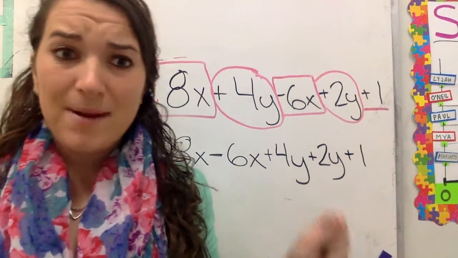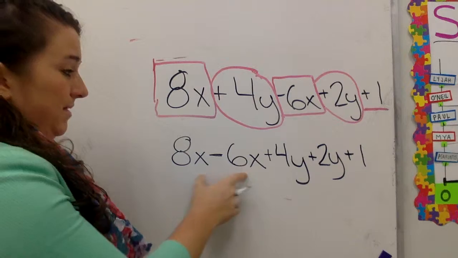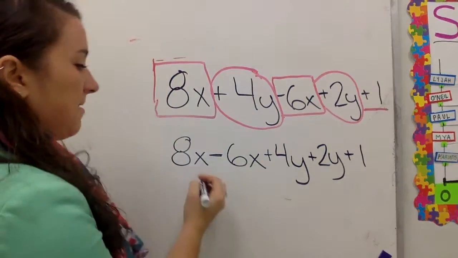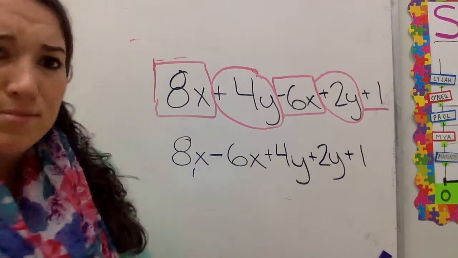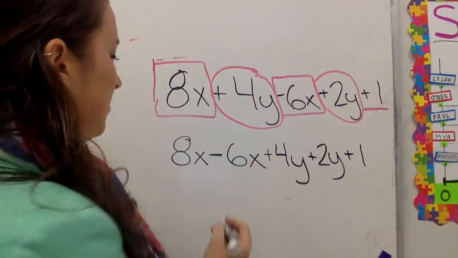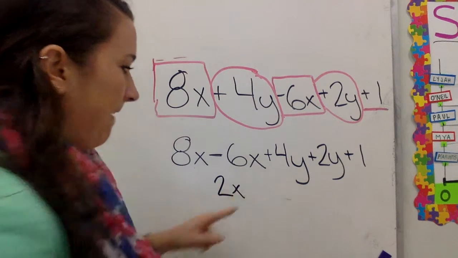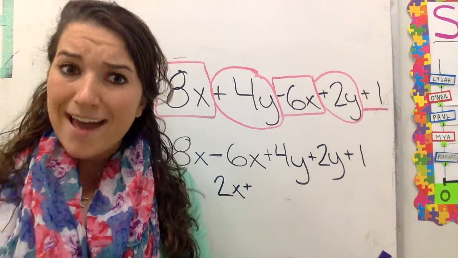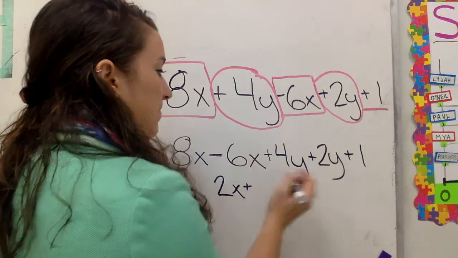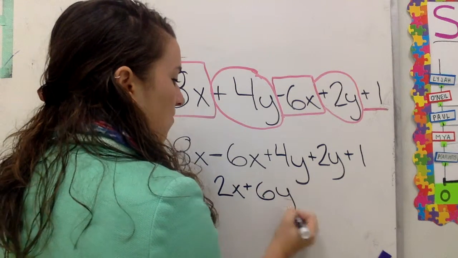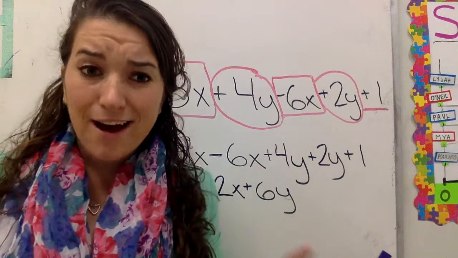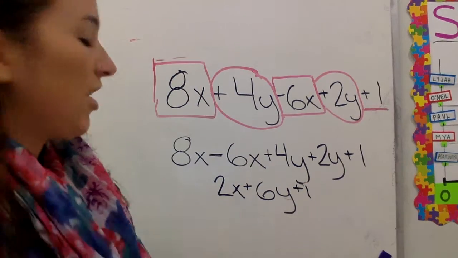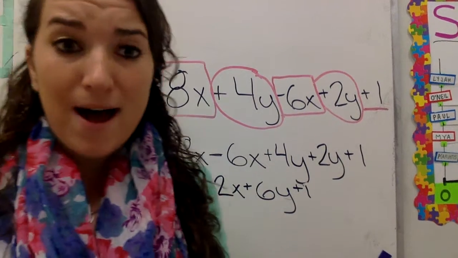Now I'm almost done, but I still need to go through and combine the terms that are similar. So if I have 8x minus 6x, and I combine these two, that means 8x, and I'm taking away 6x, so this will be 2x. Then I'm going to keep my sign the same because I'm done with my x's. And I have 4y, and I'm adding 2 more y's to it. So this would be 4y plus 2y is 6y. And last but not least, I have my one constant there at the end, so I'll add 1. So when I've combined all my like terms, I'll have 2x plus 6y plus 1.